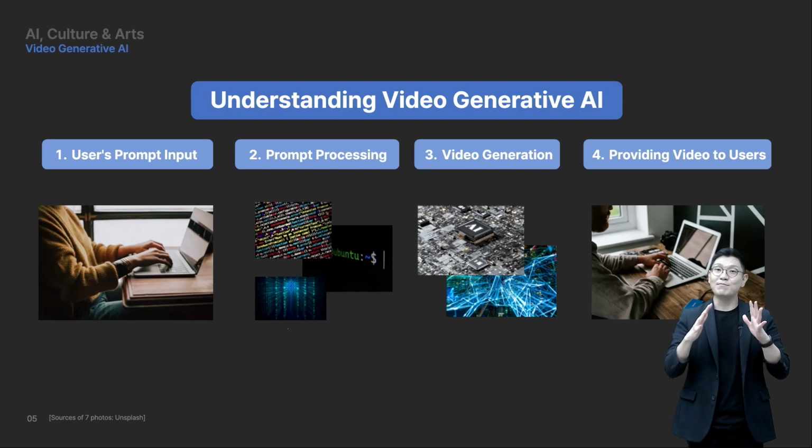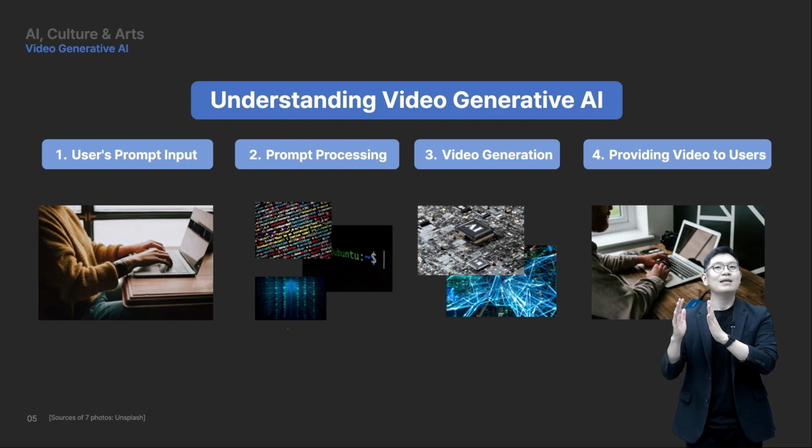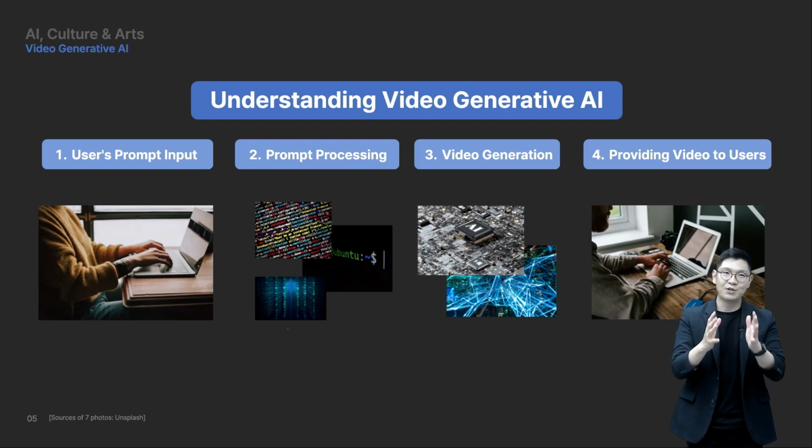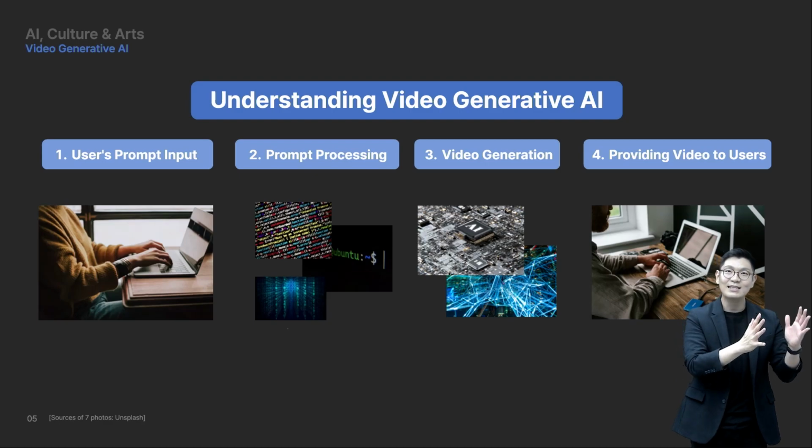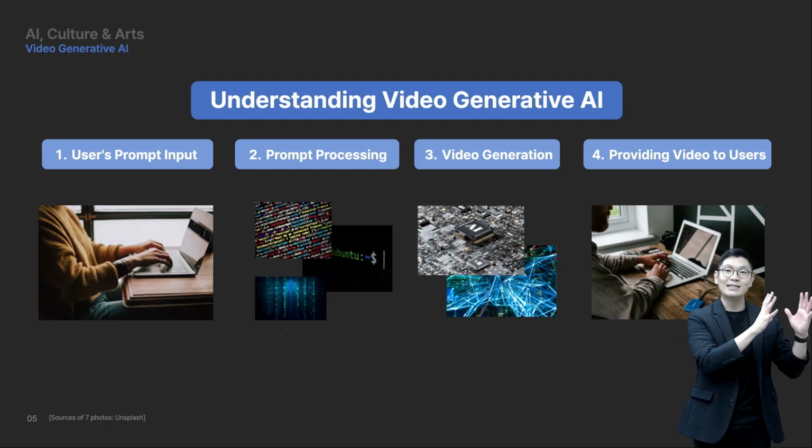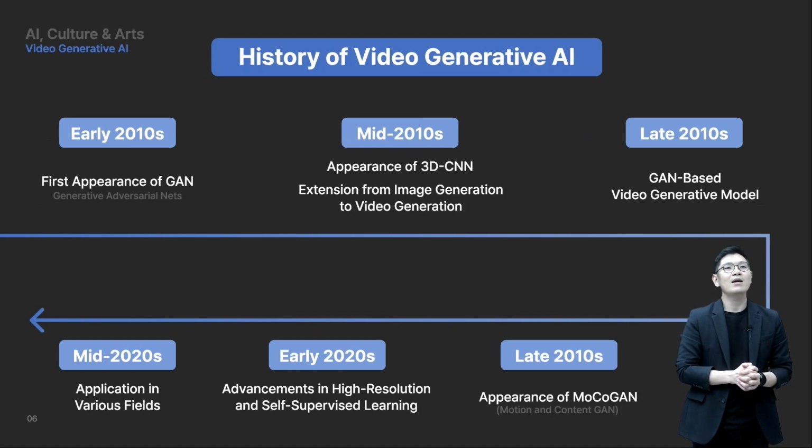What are the steps involved in creating videos? First, the user inputs the desired video scenario via prompts. Then the generative video AI processes the prompts and generates the customized video based on it. Lastly, the process ends by delivering the finished video to the users.